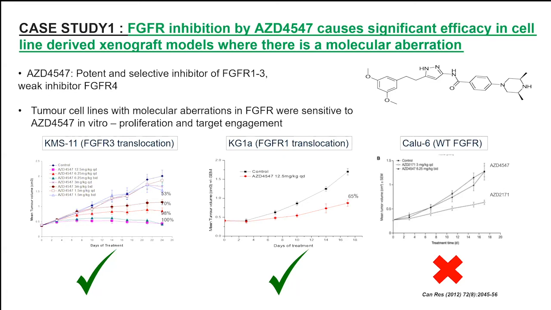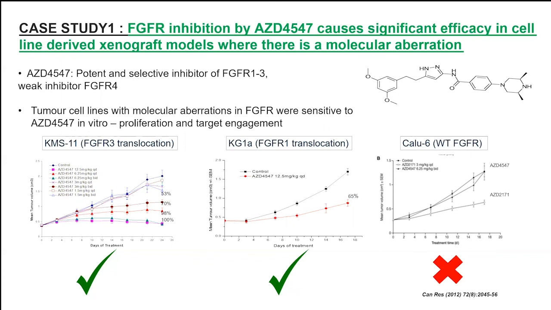And you can see from the curves along the bottom of the slide that we've seen significant effect on tumour growth in both cell lines that had a molecular aberration with FGFR, the KMS11 and KG1A, but not in CALO6 that was wild type for FGFR. And we did have a positive control in that study that led to an impact on tumour growth. So it was a really nice correlation in the in vitro data leading to the same effect in vivo, and we were also able to show the same pharmacodynamic and target engagement effects in these models in vivo.